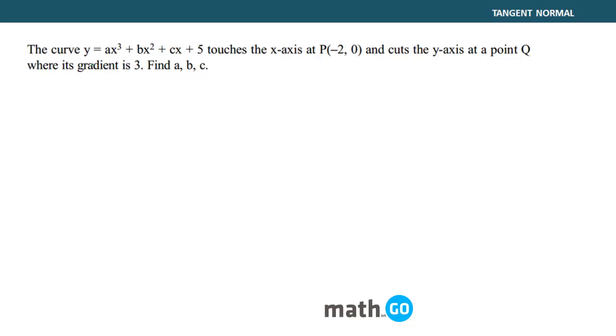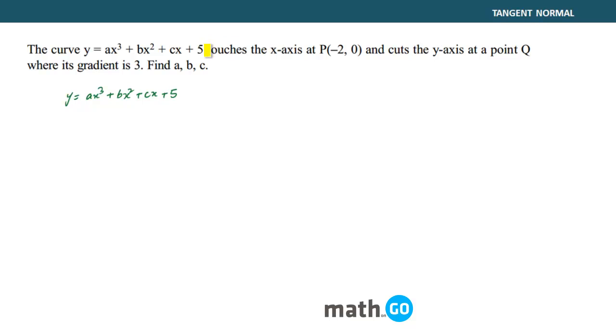Okay, now let's take the next problem. It says the curve y equal to, this is a cubic curve given to you, that is ax cube plus bx square plus cx plus 5. So there are three parameters as I can see, a, b and c. It touches the x-axis at P and cuts the y-axis at a point Q where its gradient is 3. Now it's a bit of a tricky problem because it is asking you for the values of a, b and c. So let us just understand what is given to you in the question.